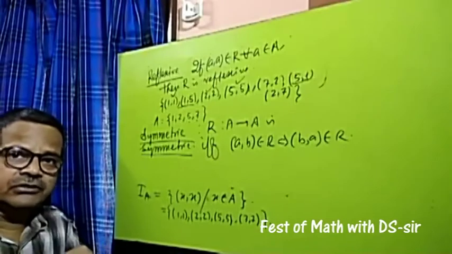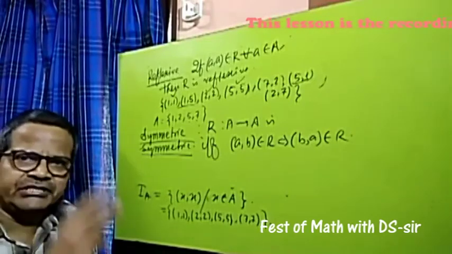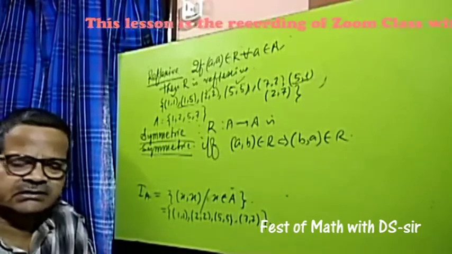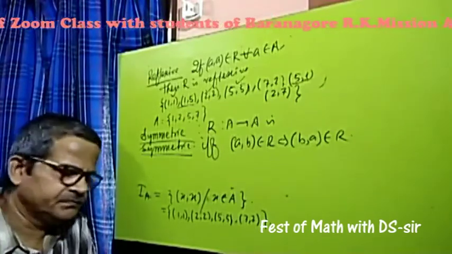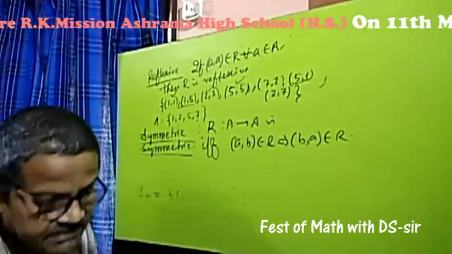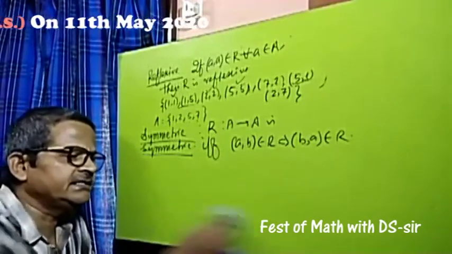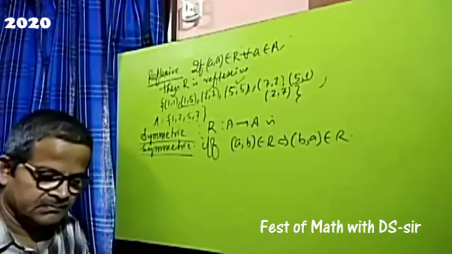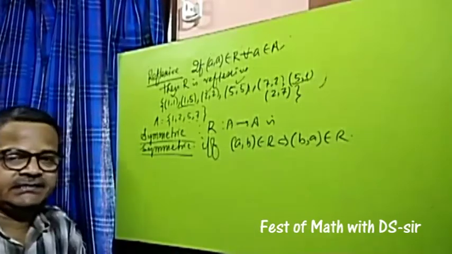Now, today we'll give the definition of three more relations. The first of them is anti-symmetric.